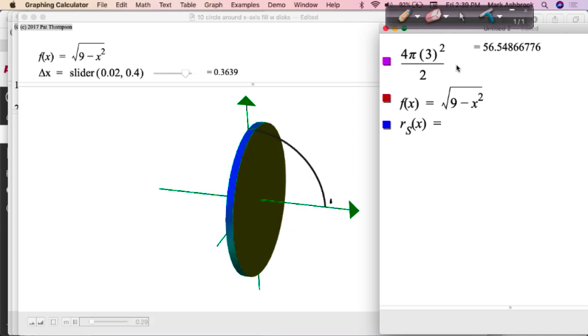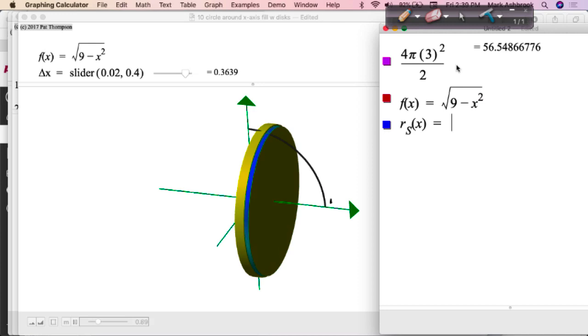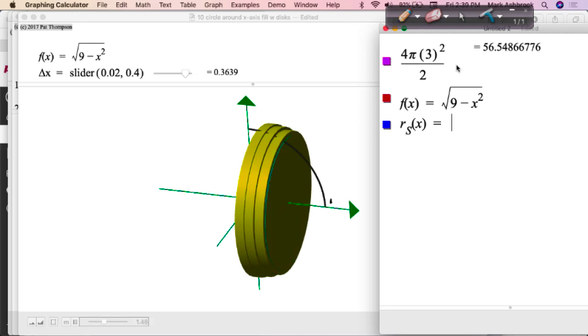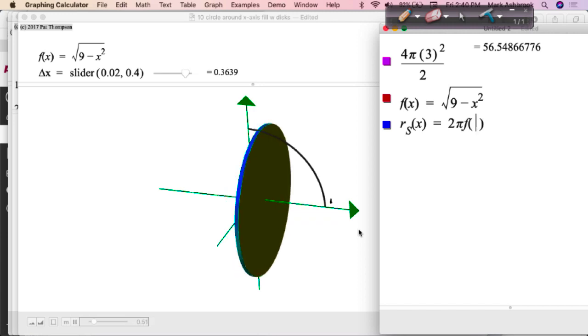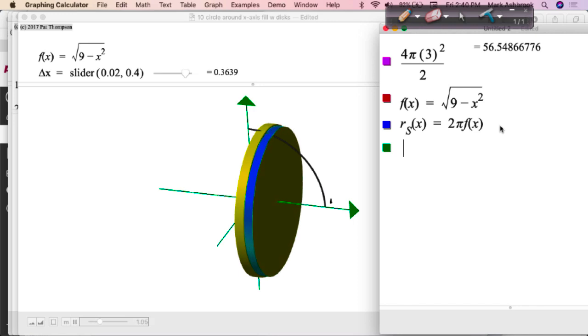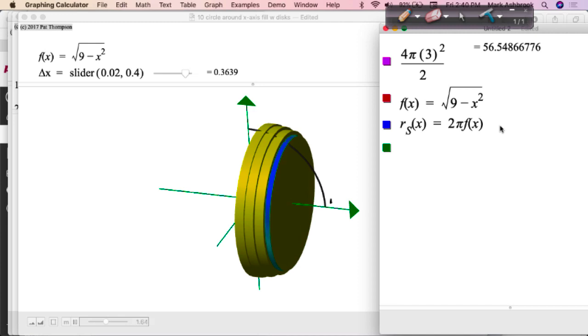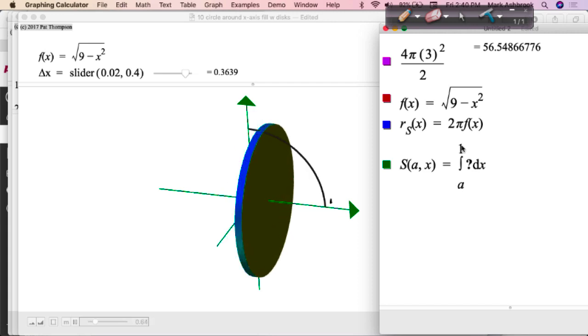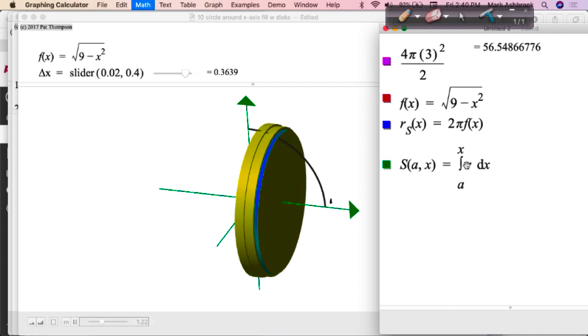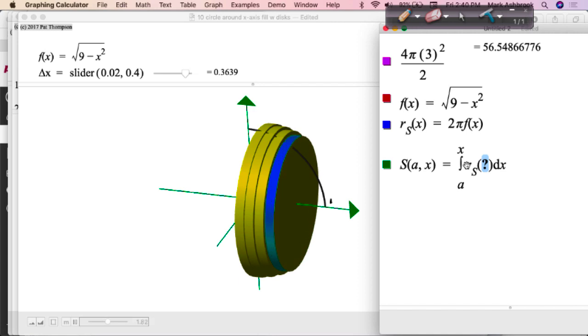And what did we think it was? So we think it's the perimeter or the circumference of each of these disks, right? That's what's growing and sweeping out area, right? So 2 pi, what can I write here? 2 pi f of x, right? That's the radius, f of x, the y coordinate. And then I'm ready to write my surface area function, capital S of a comma x, the integral from a to x, R sub capital S of t dt, right?